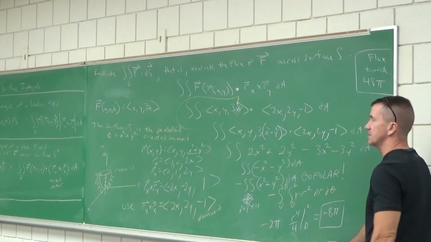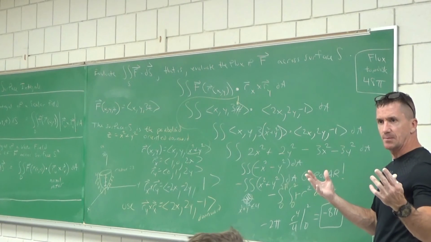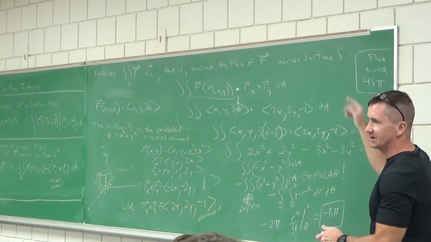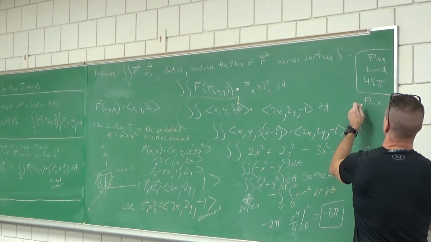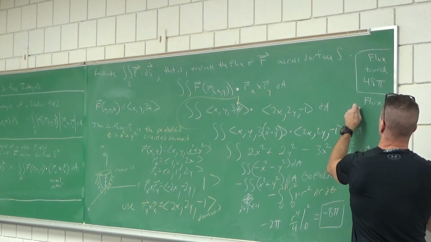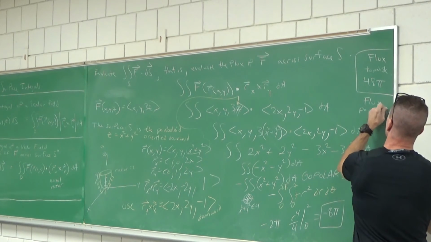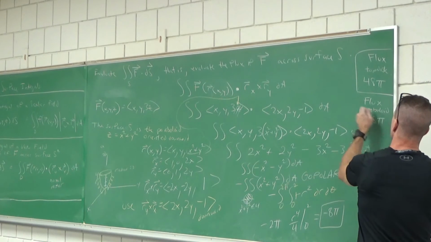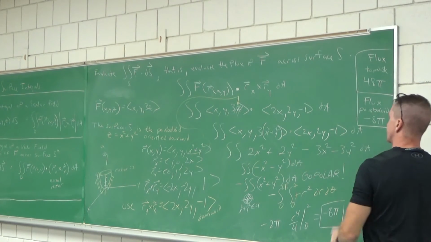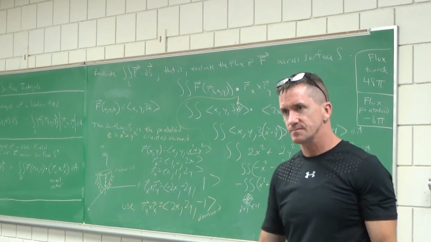This is the flux across the what? The lateral portion of the paraboloid. So I'm going to include that here in our notes. Flux across the paraboloid surface, without the top, is negative 8π. And I'll wait till everyone copies this.